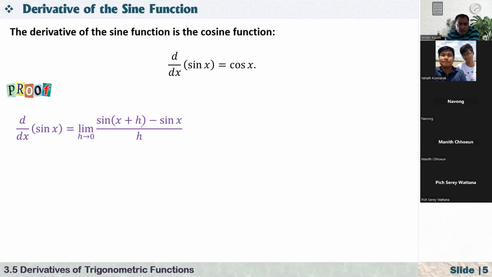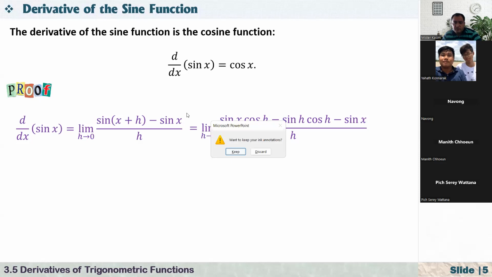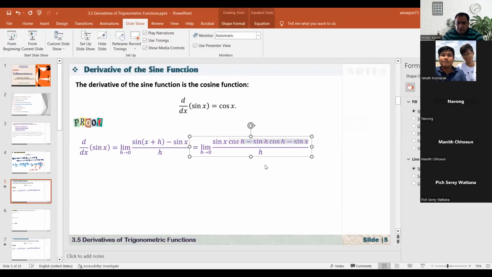And also, sine of alpha plus beta, which we studied in chapter 1, right? What is sine of alpha plus beta? That's equal to sine of alpha cosine of beta plus sine of beta cosine of alpha. So now if I expand this sine of x plus h, I have sine of x cosine of h, and plus, it must be plus. Let me correct this immediately.